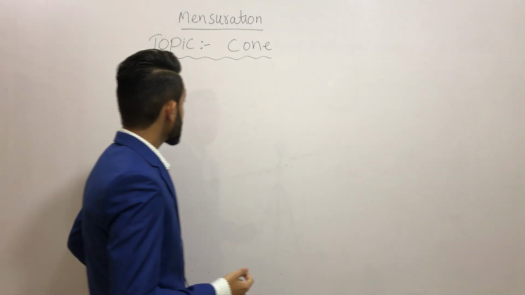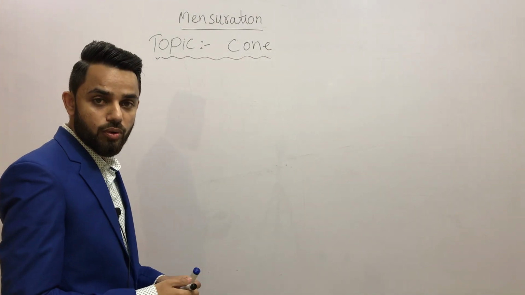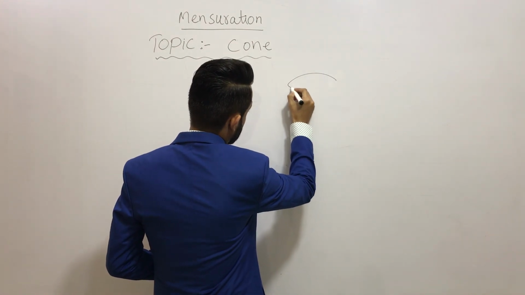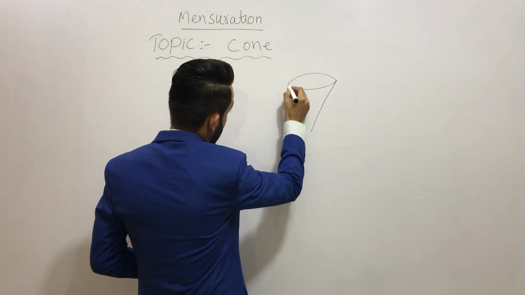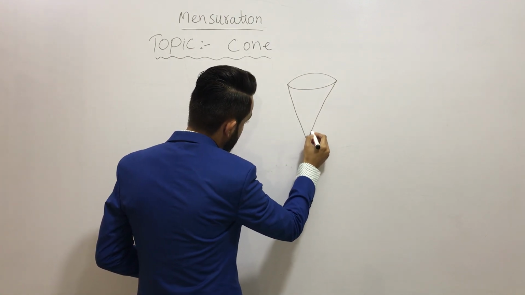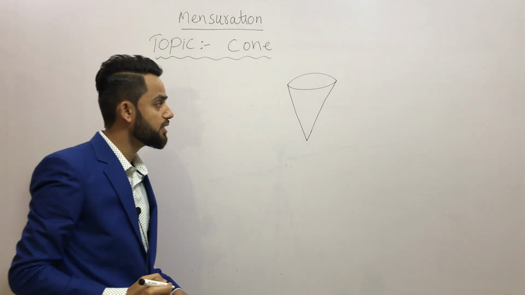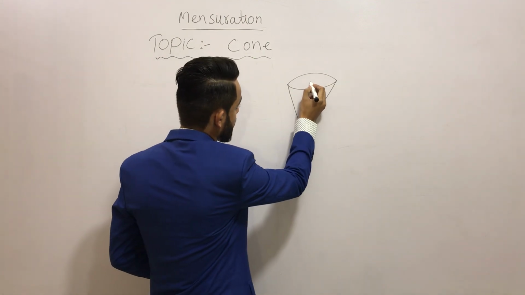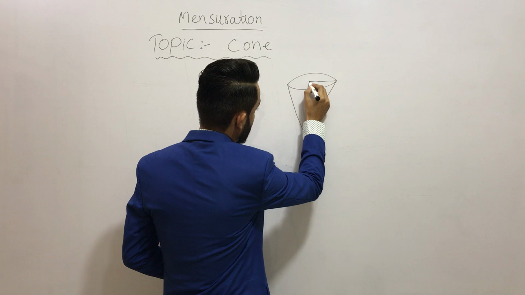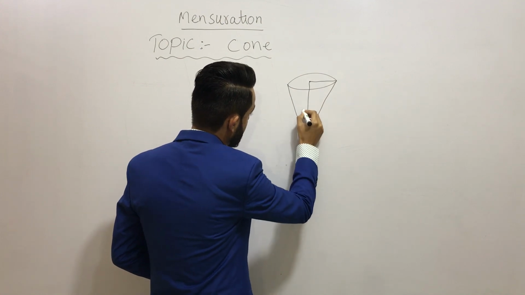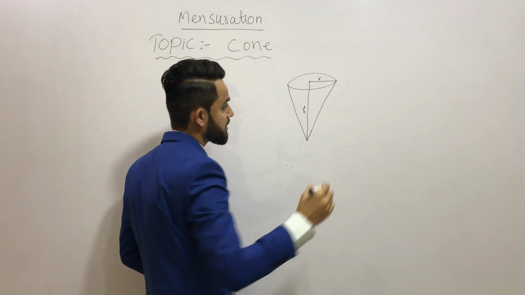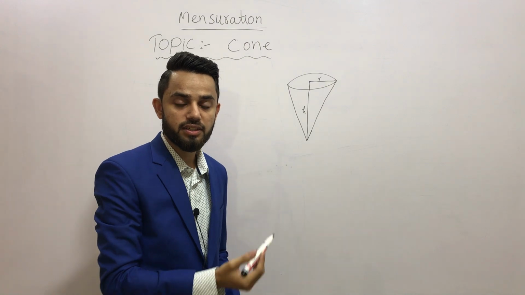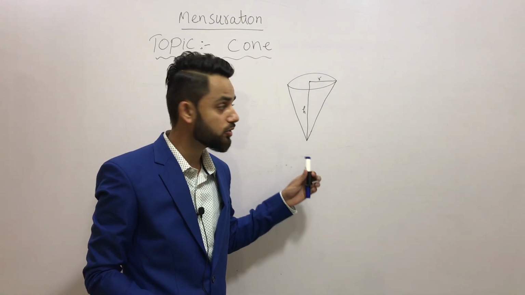So we are going to start our topic mensuration, which is cone. First of all, we all know that a cone is always of this type, and it's a 3D shape, like I said in the introduction of this lecture. There are two things that basically define a cone: its radius and its height. So if we have a different radius and a different height, that is going to define the cone.